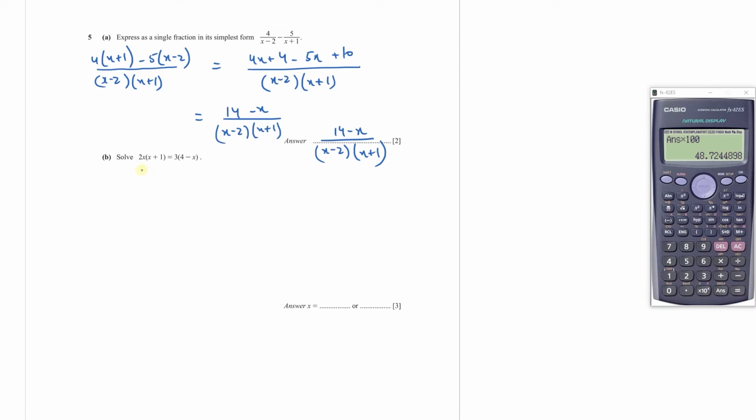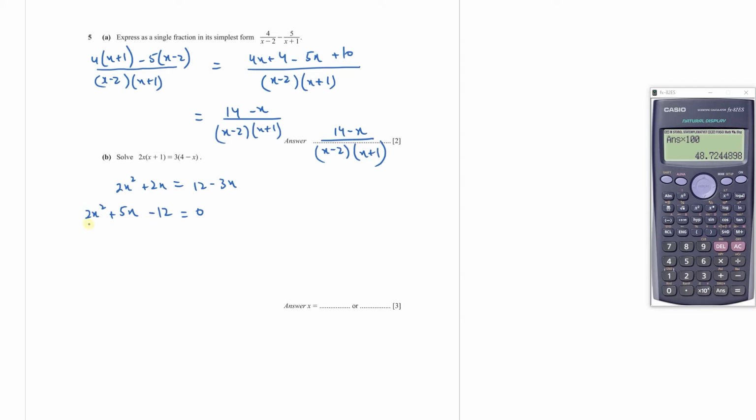Part B is solve this equation. So I can open the bracket on both sides. I will get 2x squared plus 2x equals 12 minus 3x. So let's take everything to one side. So 2x squared, 2x plus 3x will be 5x, and this will be minus 12 equal to 0. So this is a quadratic equation. I can solve this using factorization.